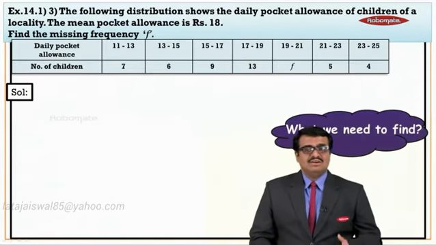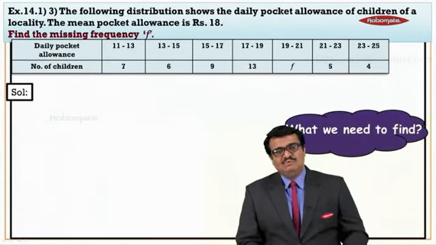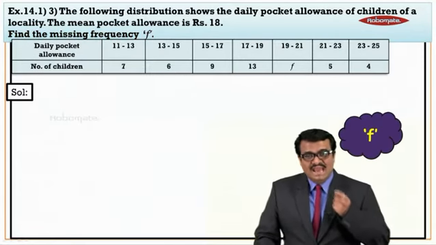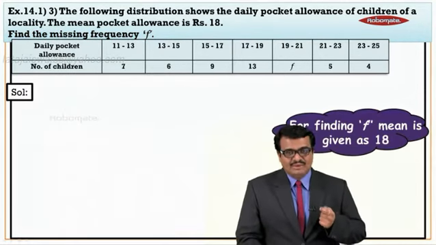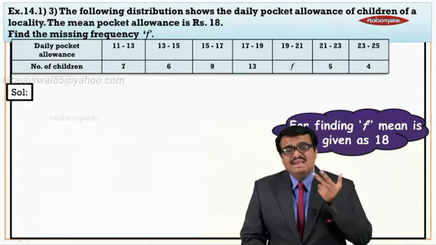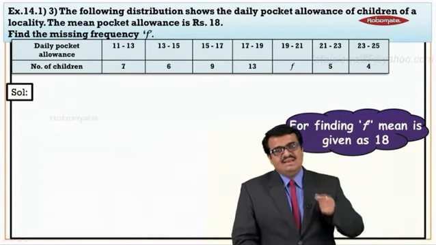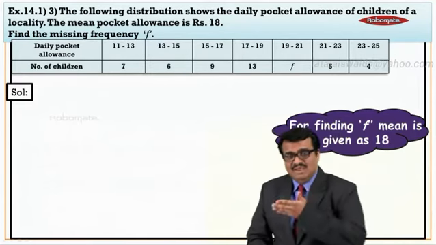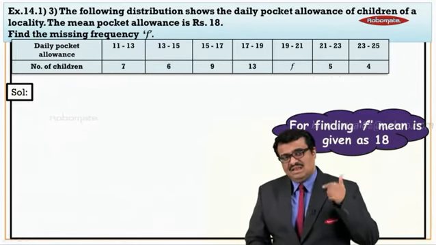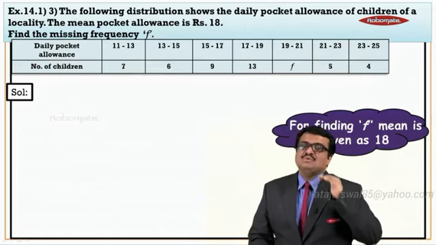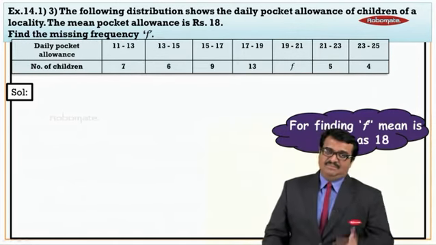The question is what? What do we need to find? We need to find the missing frequency F. And for finding this missing frequency F, what is given to you? Mean is given to you as 18. In the previous sums, we were finding mean, and here mean is given as 18. And because it is given, they are asking you to find the missing frequency F.